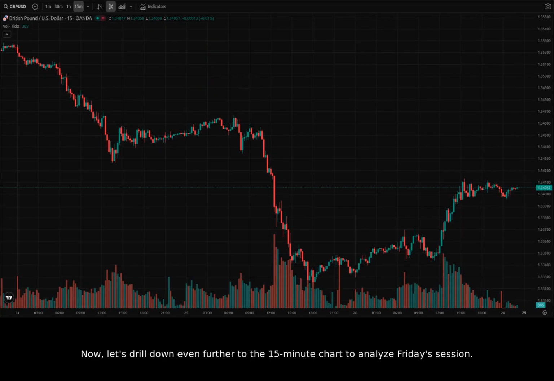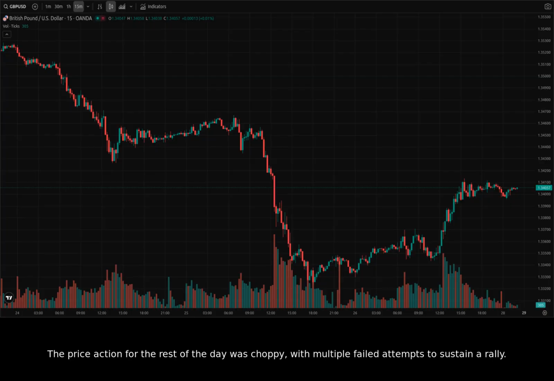Now, let's drill down even further to the 15-minute chart to analyze Friday's session. Here we can observe the intraday struggle in granular detail. After making the low around 1.3328, we saw an initial sharp bounce. However, notice how the momentum faded as the price approached 1.34.